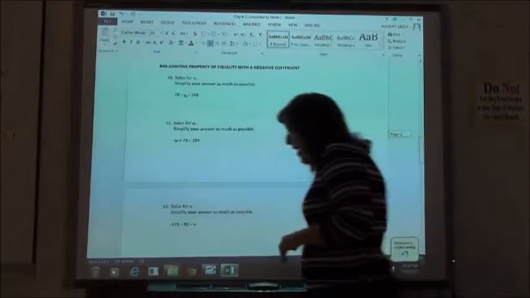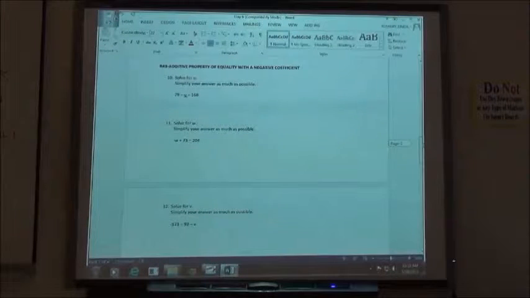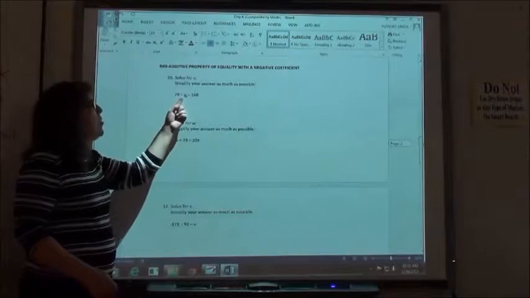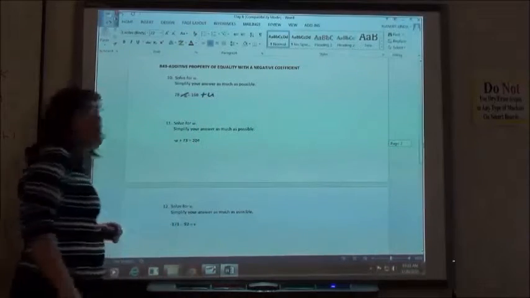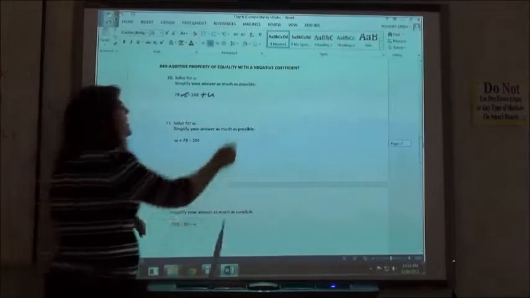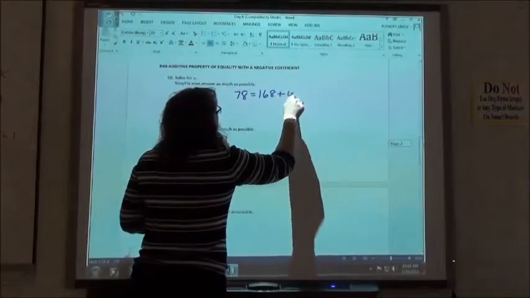The shorter way, if you remember to do it, is if your variable is negative, you can move it to the opposite side of your equation to make it positive. So, if I recognize here, oh, my u is negative, I'm going to add the u over here, making my u positive. 78 equals 168 plus u.